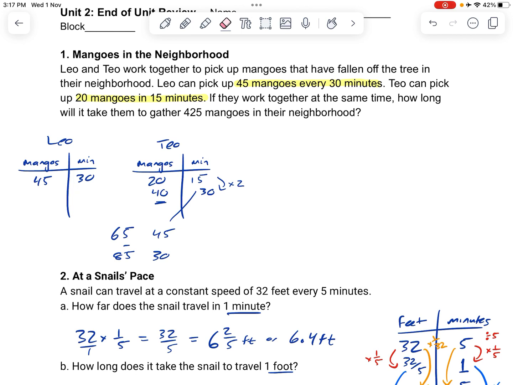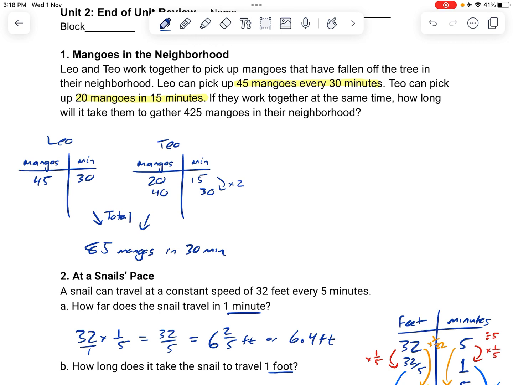So let me erase some of this stuff. I'm going to go ahead and use the 30 minutes right there. And actually, let me combine those. So in total, they are picking 85 mangoes in 30 minutes. All right.